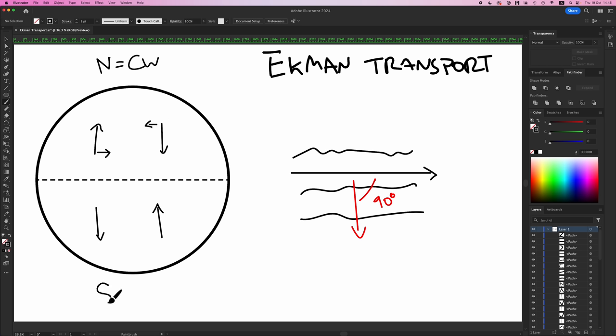And in the southern hemisphere, we expect the same thing except counterclockwise. So poleward, 12 o'clock, 11 o'clock, 10 o'clock, 90 degrees counterclockwise. Equatorward, 12 o'clock, 11 o'clock, 10 o'clock, 90 degrees counterclockwise. So that, in a grossly oversimplified nutshell, is Ekman transport. Now, this all seems fairly inconsequential at this stage, but it actually is really important, or at least very interesting.